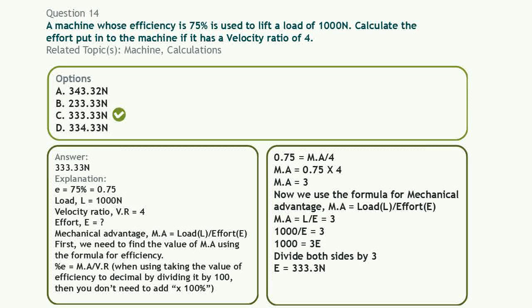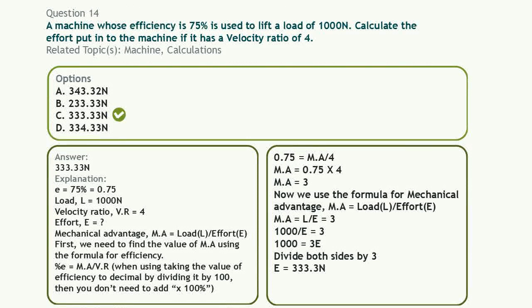Then for me, I'm going to cross multiply this 4, and so we have mechanical advantage equal to 0.75 times 4, and that is equal to 3. Now that we have our mechanical advantage and we have the load already from the question, that's 1000 Newton, we can then find our effort.